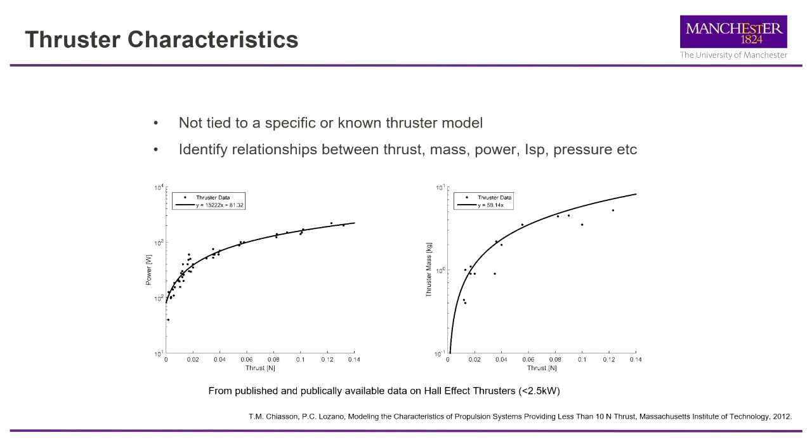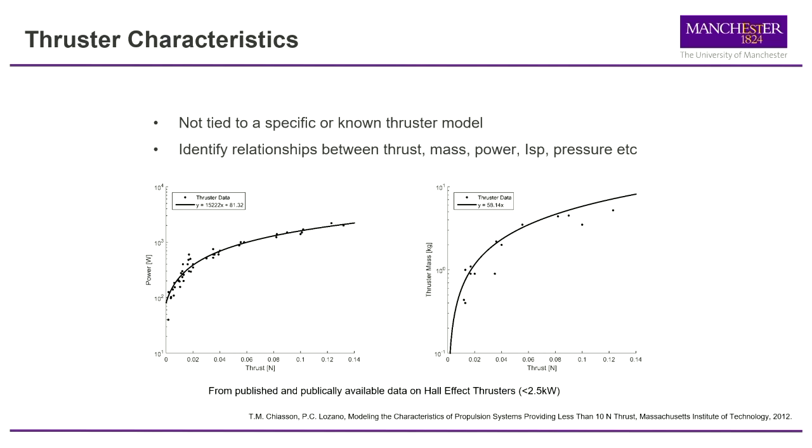So in this case, I've decided to fit the data that I can find for all of the different Hall effect thrusters on the market and get some relationships out of this. So essentially fitting curves through existing data. And this is what I meant earlier when I talked about heuristic relationships. This is essentially what we're doing here.